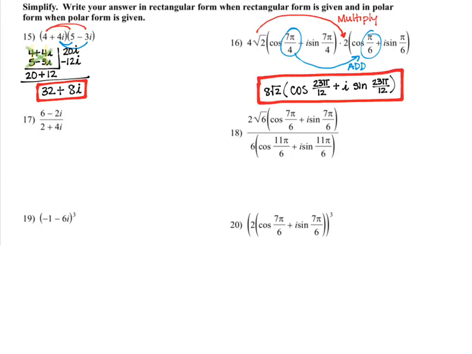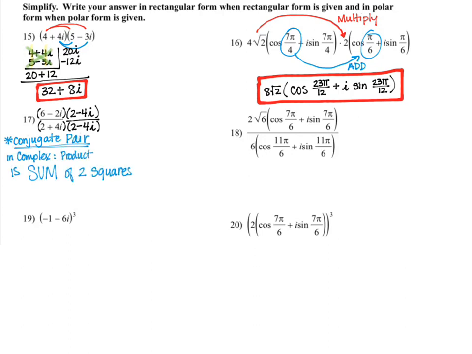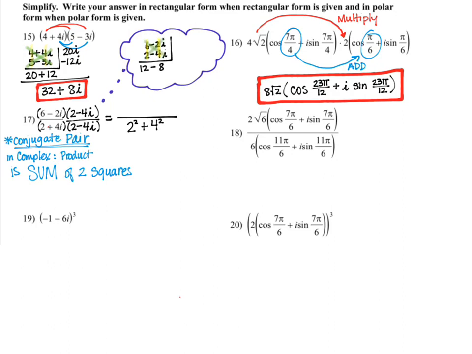Division in standard form requires us to multiply by the conjugate of the denominator. And the reason is because when you multiply conjugates of complex, you always get the sum of 2 squares. You get a squared plus b squared. So our denominator is just 2 squared plus 4 squared, which is 20. Our numerator, well, we've got to do that multiplication in standard form, and I do my stacking and I get 4 minus 28i, so I've got that.